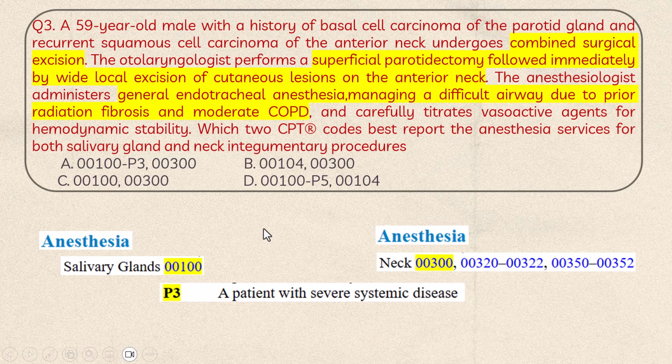Also, you have to use the modifier. You have to look at the cover of the CPT code book. There you will find the anesthesia modifier P3, that is patient with severe systemic disease. So the correct answer will be answer A.